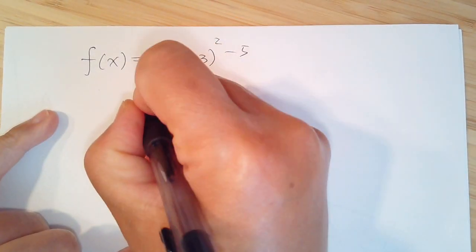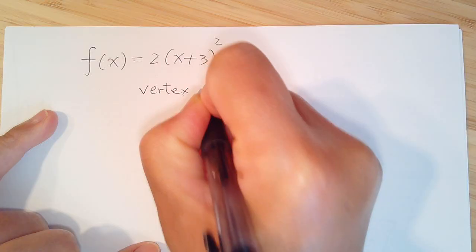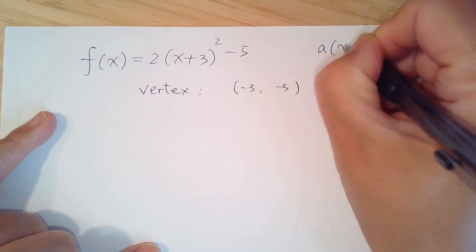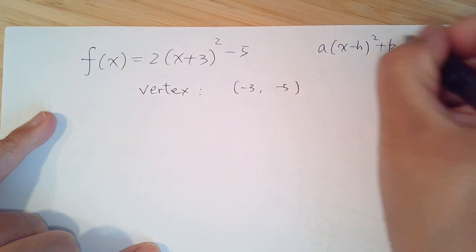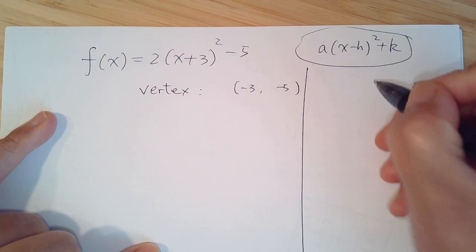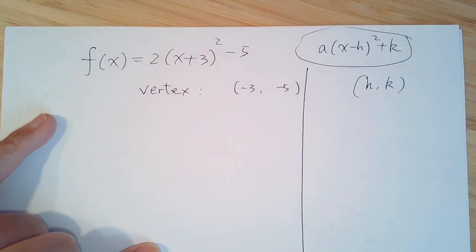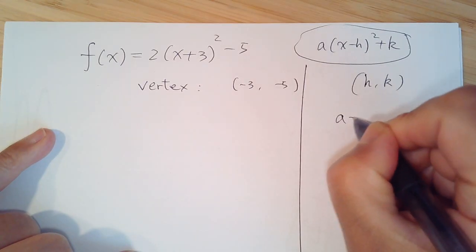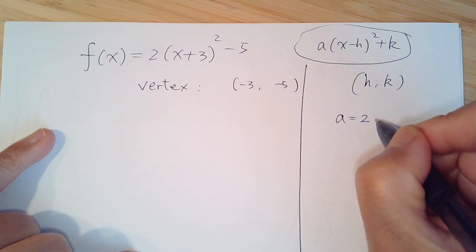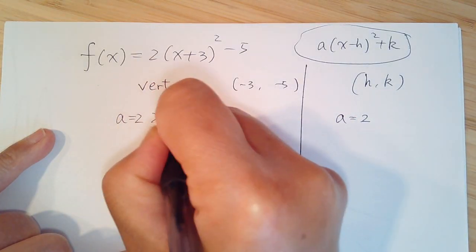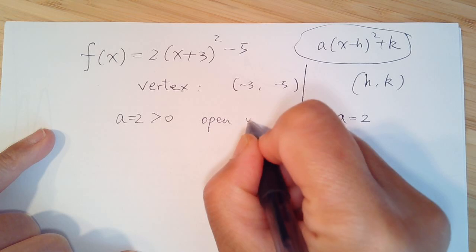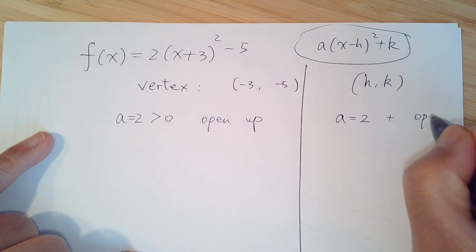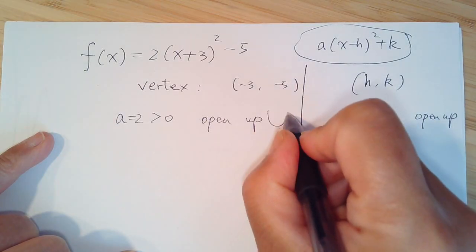So let's see, what do you know? The vertex is (-3, -5). Remember, a times (x minus h) squared plus k, that's the general form. So what is the vertex? It's (h, k), right? So we know the vertex, and we know a equals 2 in our case. So a equals 2, which is greater than 0, positive, so it opens up. So the shape looks like this.